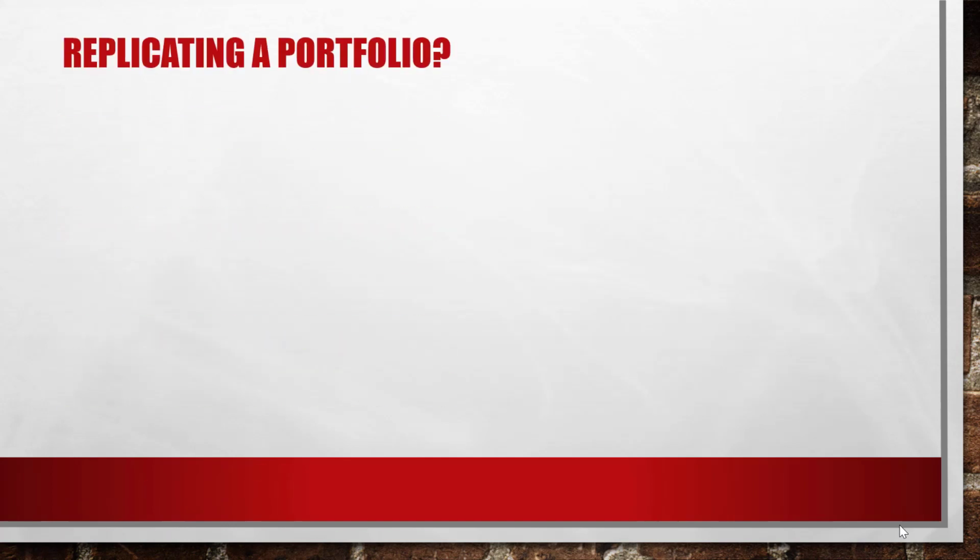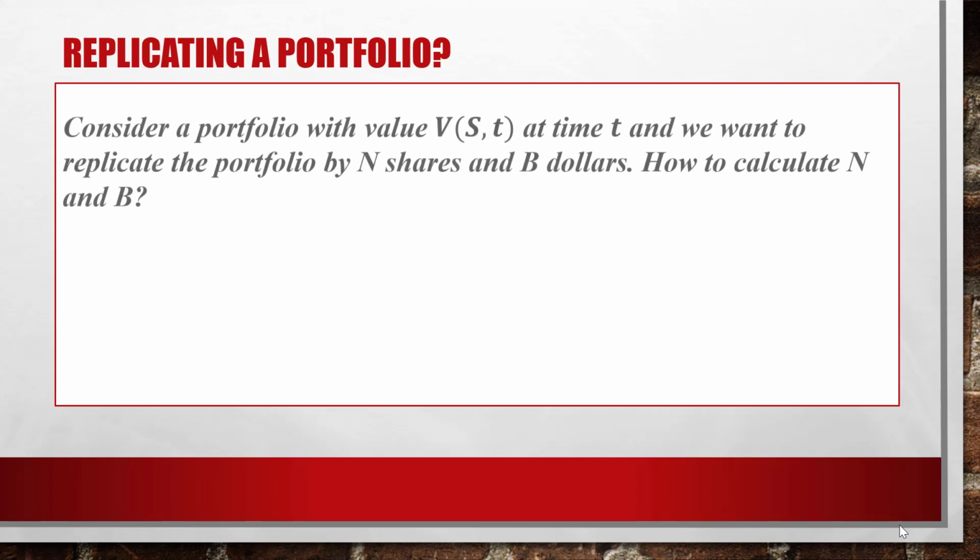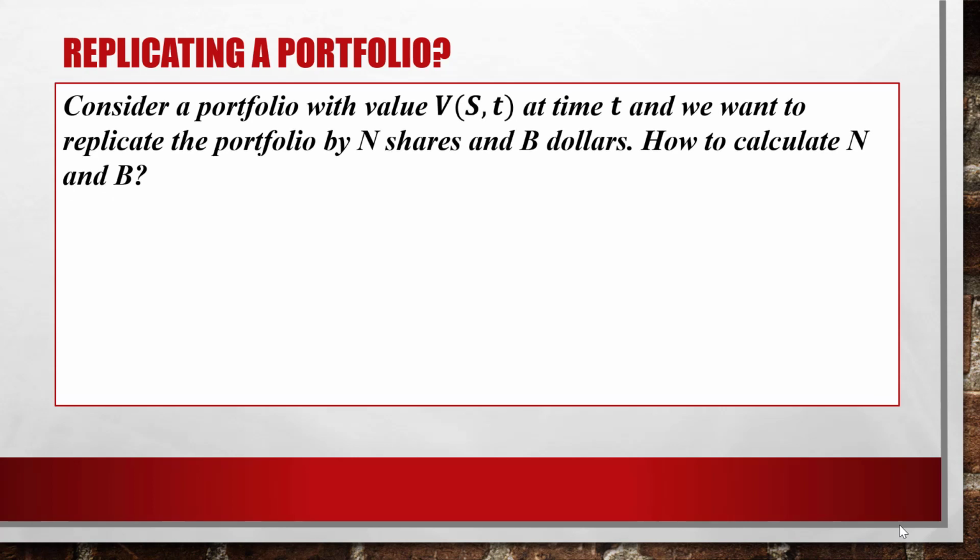So first, before we talk about delta hedging, let's go to a very basic thing, that is replicating a portfolio. Consider a portfolio with the value V(S,T). That means the value here depends on the stock price and the time. And let's say we want to replicate this portfolio by N shares and B dollars. So the question is how to evaluate N and B. That is the main point of replicating a portfolio, and also the main point in delta hedging.